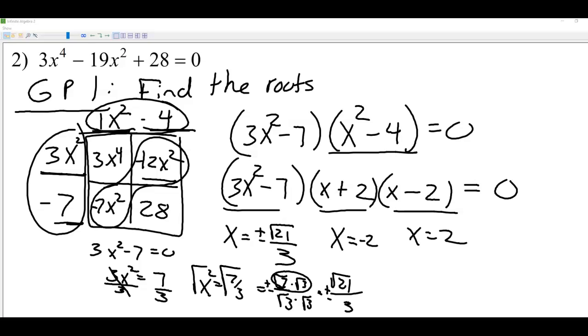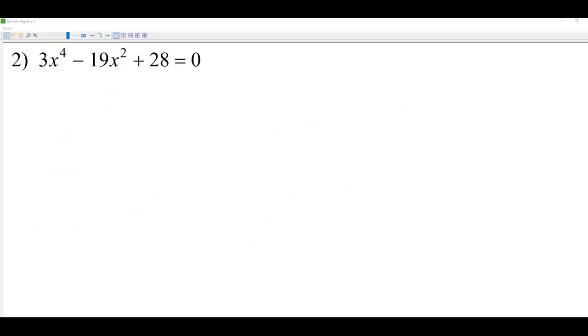So this one has 4 roots. They're all real. No imaginary numbers this time. That means this polynomial touches the x-axis 4 times. Whatever it looks like, it's looping back and forth and hitting the x-axis 4 times. Once at a positive square root of 21 over 3. Once at a negative square root of 21 over 3. Another time here and another time there. So it's got 4 roots to it. All right, 4 real roots. All right, so that's pretty much it.